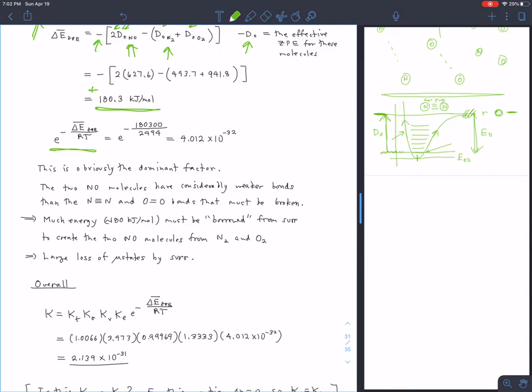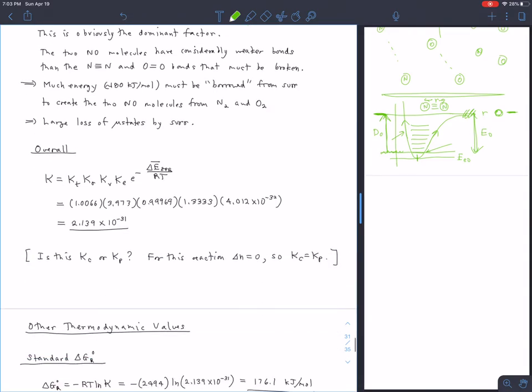So if I put that up in the exponential, divide by 2494 for RT here, that gives a factor of 4 times 10 to the minus 32. So yeah, this is where the whole equilibrium constant really shows up. If I multiply together all those factors that I calculated, basically a 1 for the translational, vibrational, and electronic factors, and only a 4 for the rotational one, I get about 2 times 10 to the minus 31 for the overall equilibrium constant.